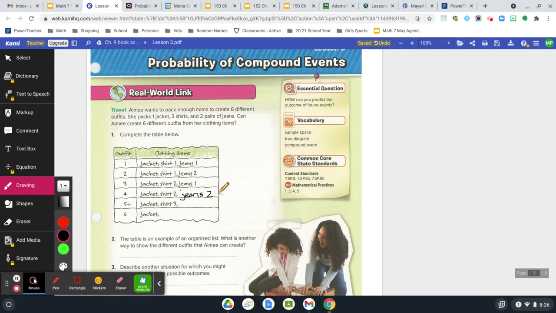Fifth outfit, okay? She can wear the jacket, she can wear the third shirt that she packed, and she can pair that with the first pair of jeans. So jeans number 1. And lastly, outfit number 6. She can wear that jacket, she can wear shirt number 3, and she can wear the second pair of jeans with that. So jeans 2. Okay, so there's her 6 outfits that she can wear based on what she's packing.